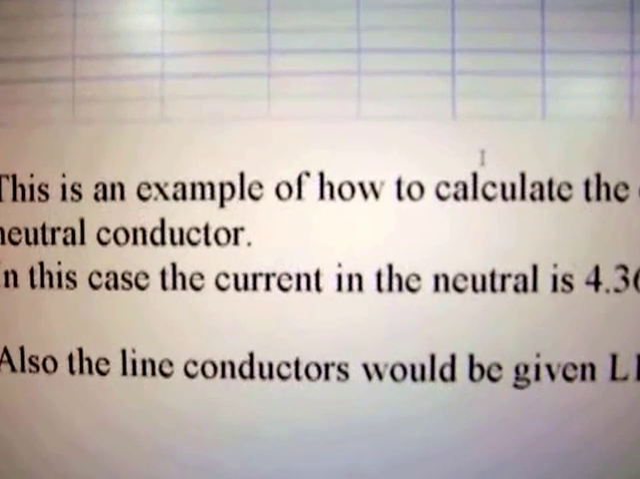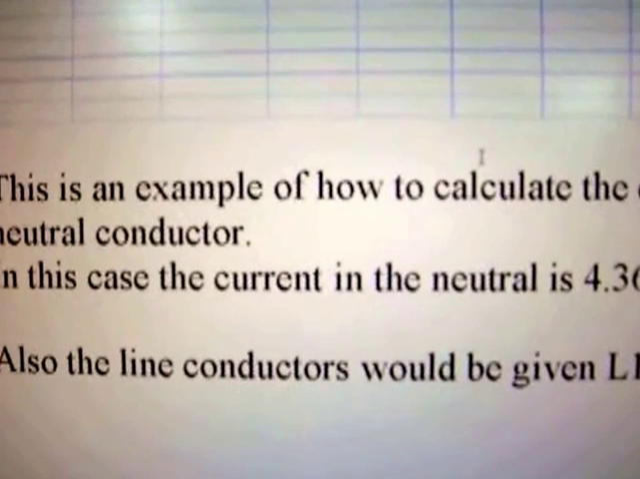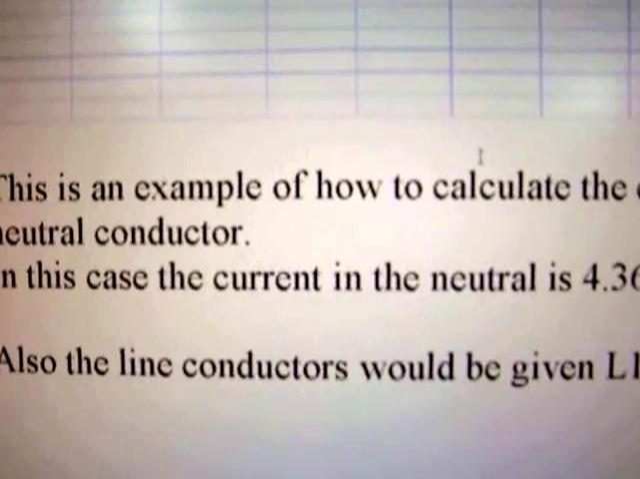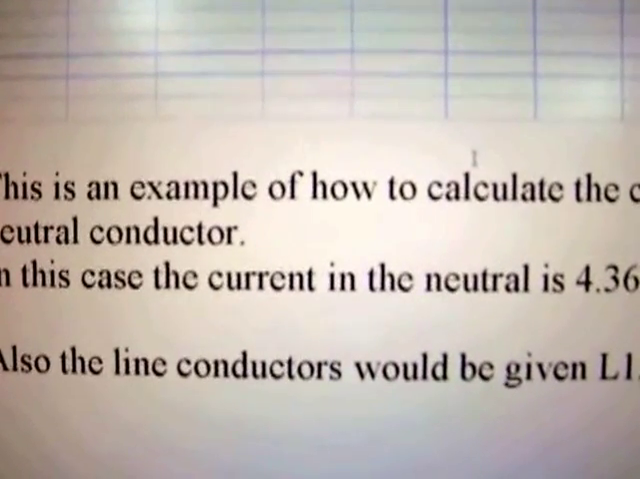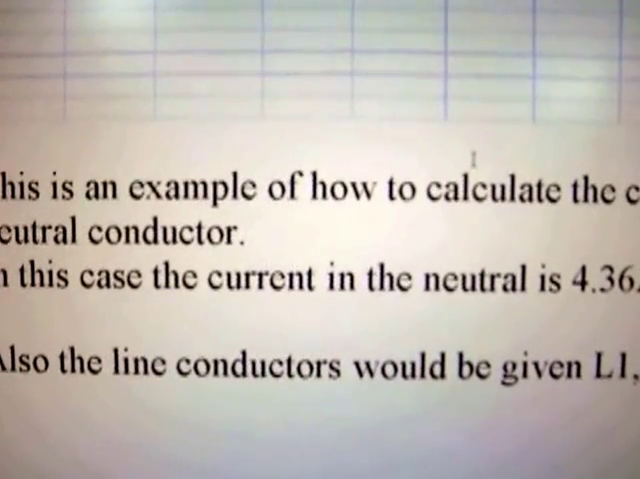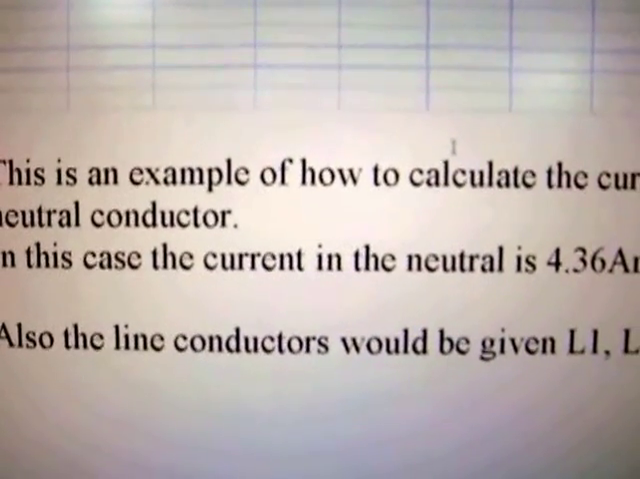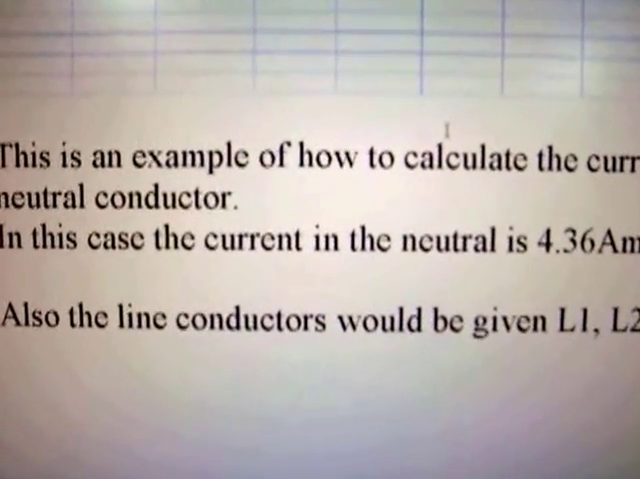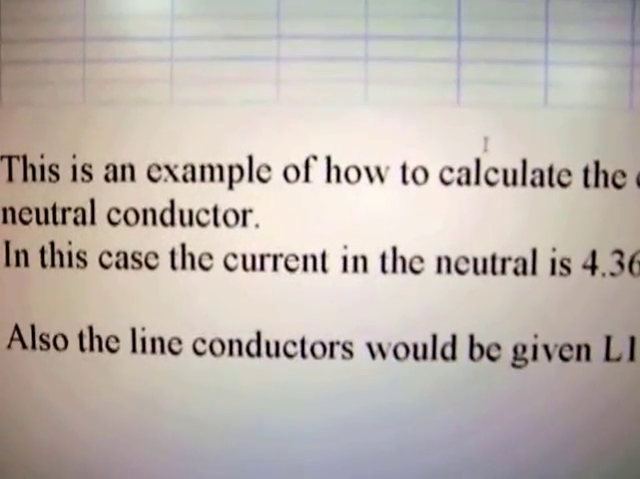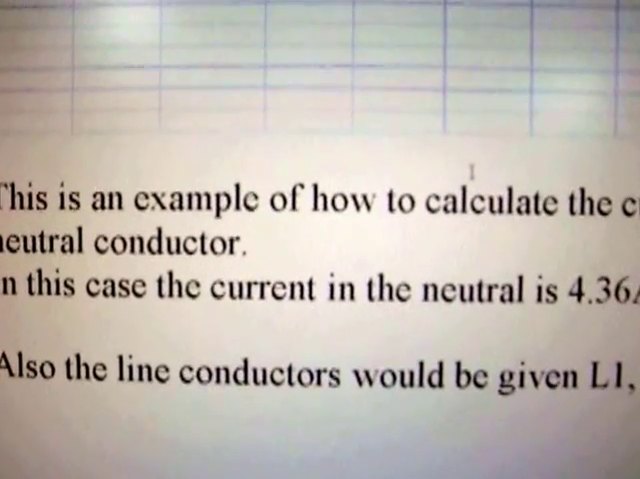It's also part of the 2357, at level 3, where you're required to calculate the current in the neutral conductors in regards to a three-phase supply.